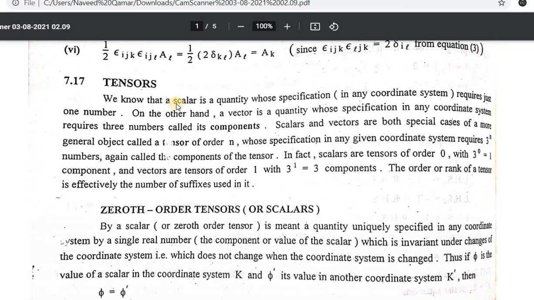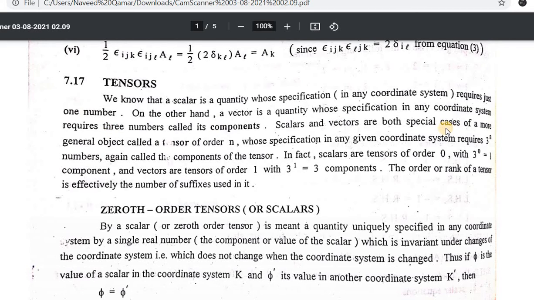Tensor. We know that a scalar is a quantity whose specification in any coordinate system requires just one number. Scalar is a quantity for which we have no particular direction. On the other hand, a vector is a quantity which requires a coordinate system, or we can say that this requires direction.